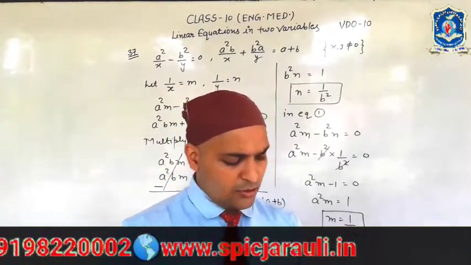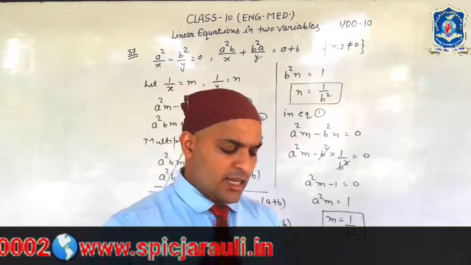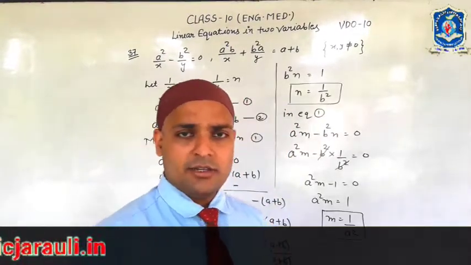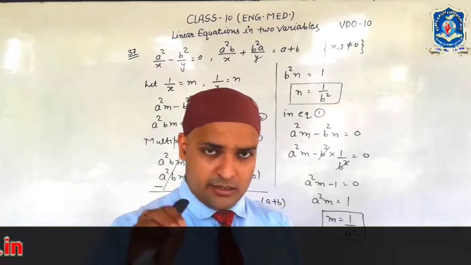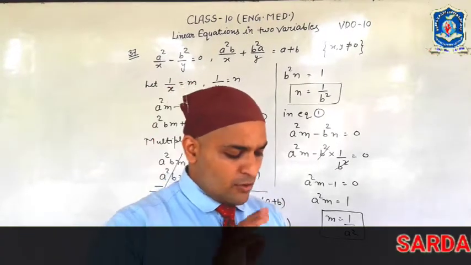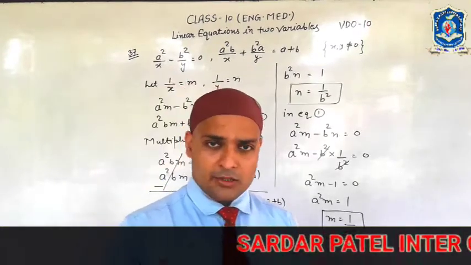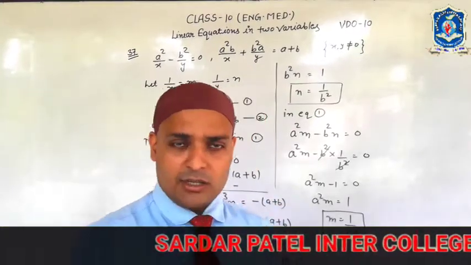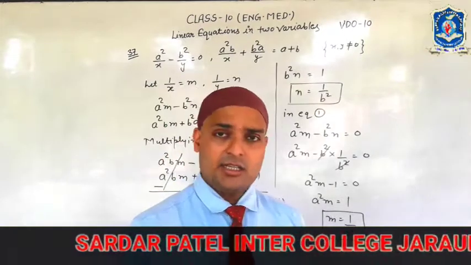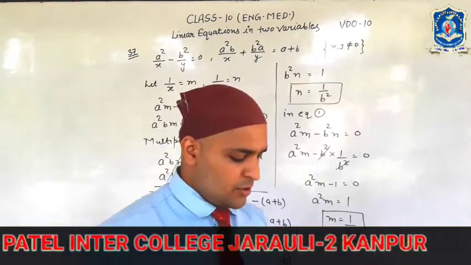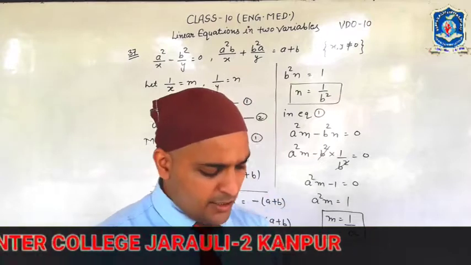Now in question number 39, that is very easy because the variables are not in the denominator, the variables are in the numerator. So you can take LCM of 2 and 3, 3 and 2 and easily change your simultaneous equation into the simplest form and solve. Question 39 you can solve very easily.